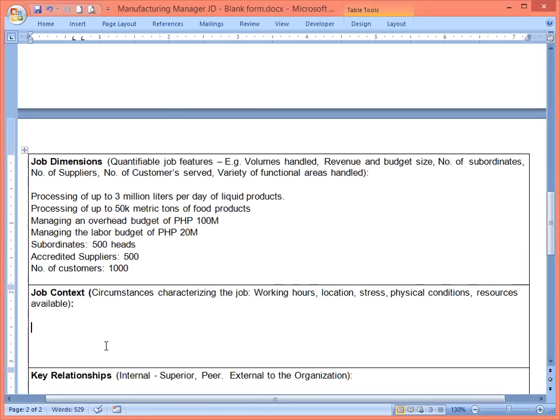This one I already explained in my previous video. Circumstances characterizing the job in terms of working hours, location, stress, physical conditions, resources available. Managing manufacturing. You have to explain. That's why I put this statement, so that they know that what you're doing is really in manufacturing activity.